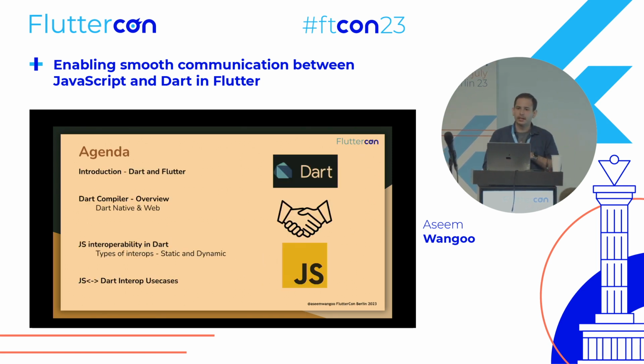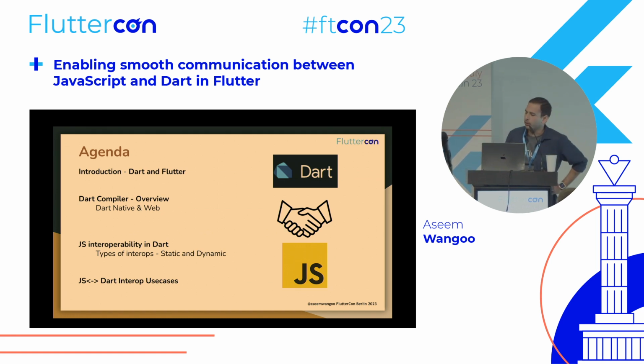Okay, so the agenda for this talk, which I will be going through with you all together, is we will be going through an introduction for Dart and Flutter. So just a brief 10,000 feet overview. Next, we will be looking into the Dart compiler as an overview, different types of aspects of the compiler, the Dart native and web. And then we will be going into the actual topic, which is the JS interoperability in Dart. And finally, some interesting use cases.